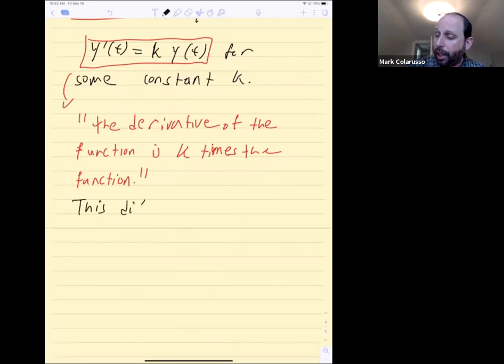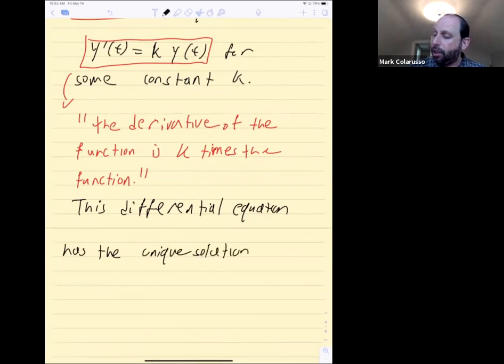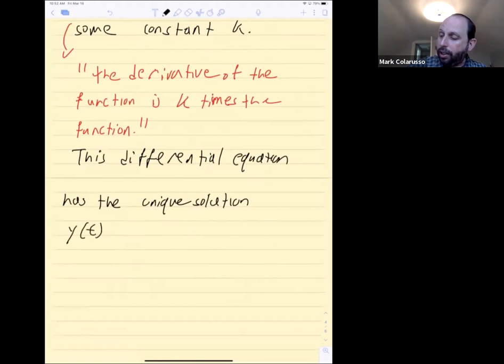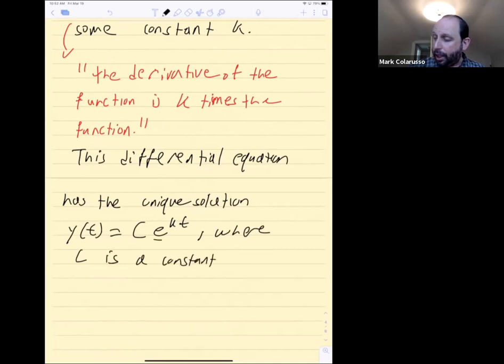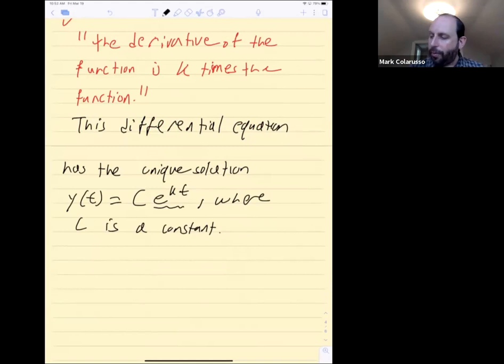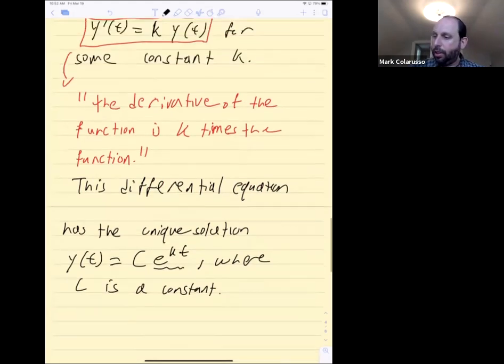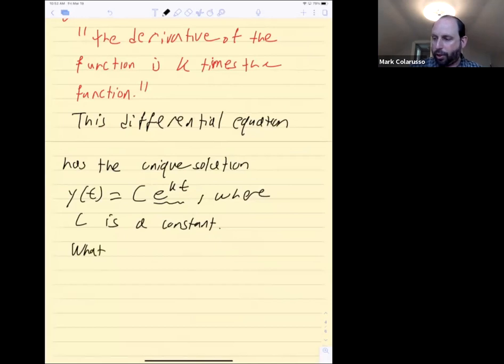This differential equation has the unique solution that y of t equals some constant c e to the kt, where c is a constant. And this e here, this is our friend, the natural exponential function, evaluated at k times t. What does it mean that this function is a solution? What does it mean when I say this is a solution of the equation?